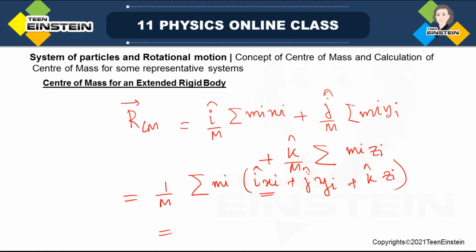All right, so this is actually the position coordinate of the individual particle. If I just write for one, you can find out, for one it will be m1, and this is x1 i cap plus y1 j cap, and then z1 k cap. So you can write this as m1 r1, where r1 is this whole thing. If this goes for all of them, and there are n particles, then you will be able to write this as m_i r_i vector divided by capital M. Okay, so this is how center of mass can be written in terms of vector notation.